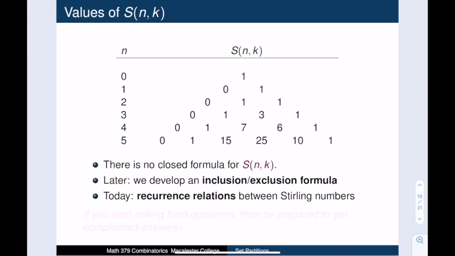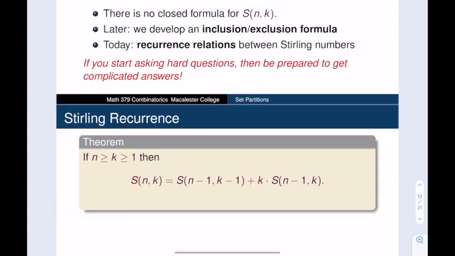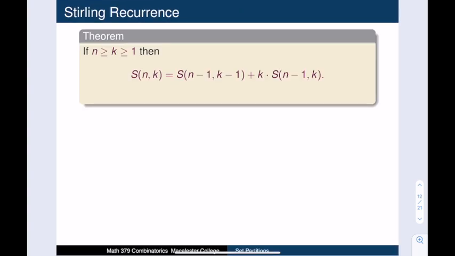I want to say one more thing here because we have just encountered another of the recurring themes of this course. There isn't a closed formula for S(n,k) because we've actually just asked a pretty hard question. The complexity of our answer reflects the difficulty of the question. And so if we start asking hard questions, we need to be prepared to revisit our idea of what a solution to that question looks like. All right, so let's get back to the mathematics.